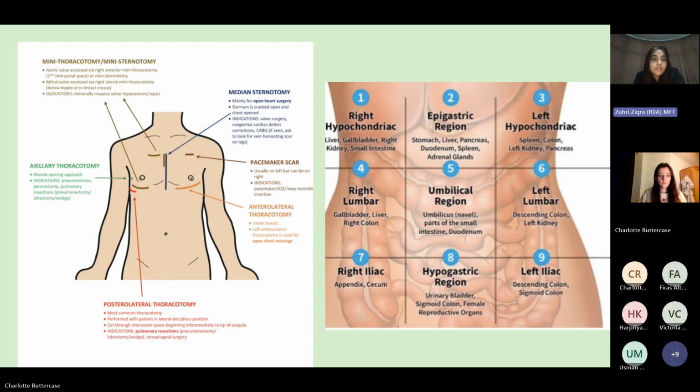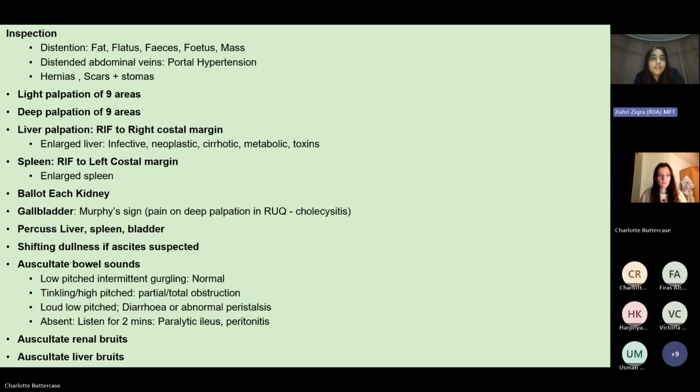If we move on, thank you. So main thing is, again, start with your inspection. It's always inspection and then palpation, isn't it, first?